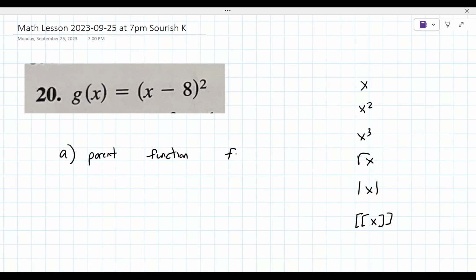The parent function is f of x. Sorry, the parent function is f of x. Are we gonna solve this equation? There's nothing to solve. So you need to write this down for your parent function. This is part A. Part A is to determine the parent function.